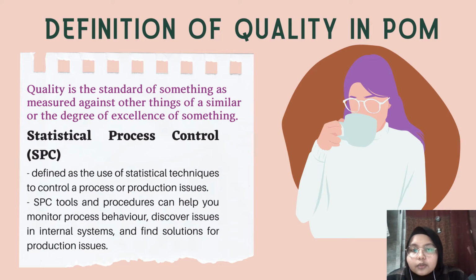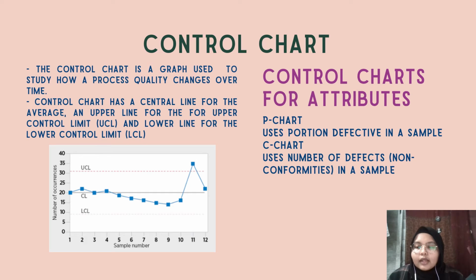Statistical process control (SPC) is defined as the use of statistical techniques to control a process or production issue. SPC tools and procedures can help you to monitor process behavior, discover issues in internal systems, and find solutions for production issues. Instead of the Servqual model, in POM, we are using the control chart.